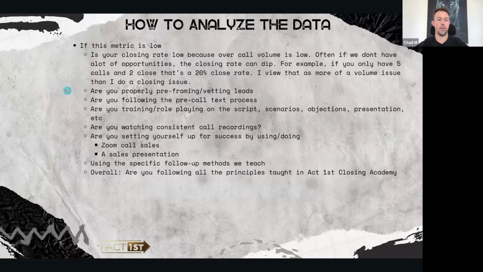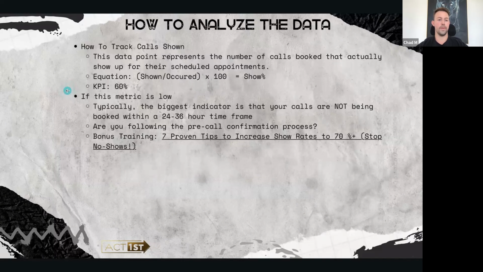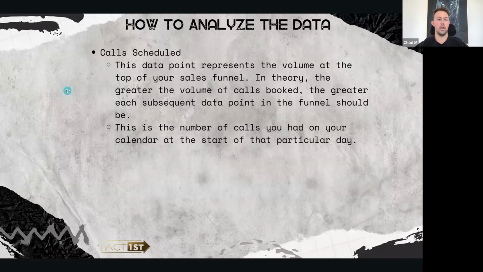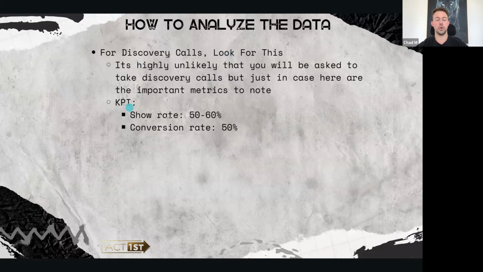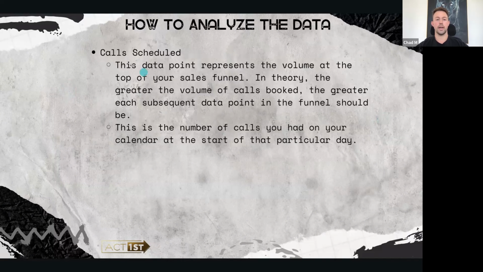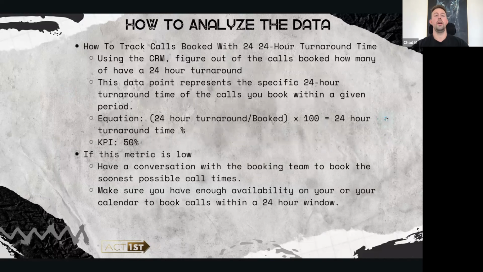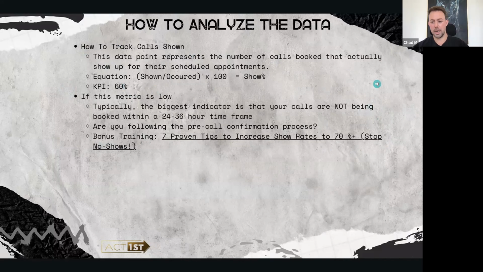Okay. So going over this at a really high level, just once more. All right. Discovery call, show rate, conversion rate. All right. Calls scheduled. How many calls are you getting booked at the top of the funnel? Right. 24-hour turnaround time. How many of those calls are getting turned over in 24 hours? 50% is what we're looking for there. Calls shown. We want 60% of the calls booked to actually show, bare minimum.